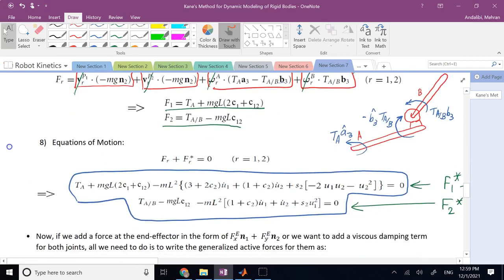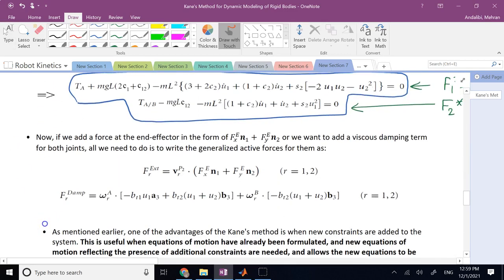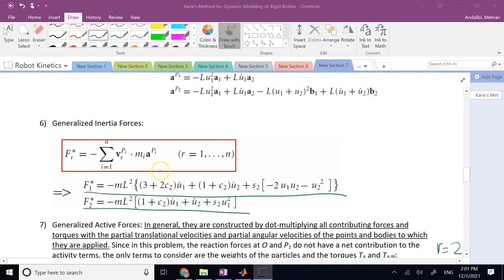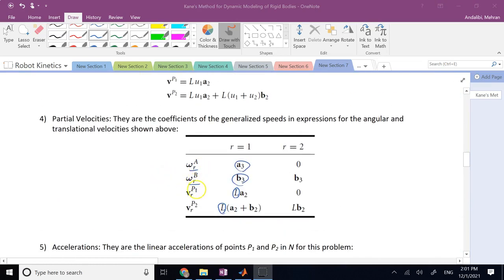Good? So now let's go ahead and talk about modifications. If you want to add something to the system, what should you do to the equations you have already derived? So now let's consider that we have added a force at the end effector. What should we change? Do we change any of our VR or omega R terms? Absolutely not.